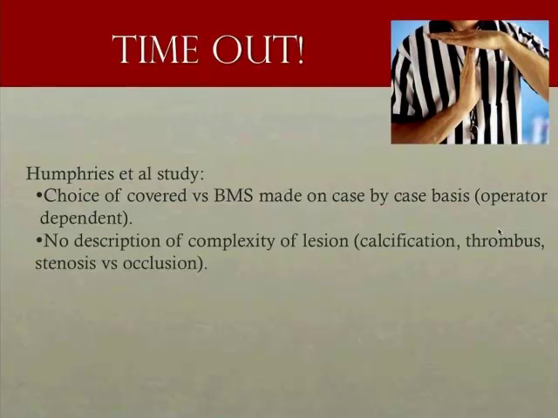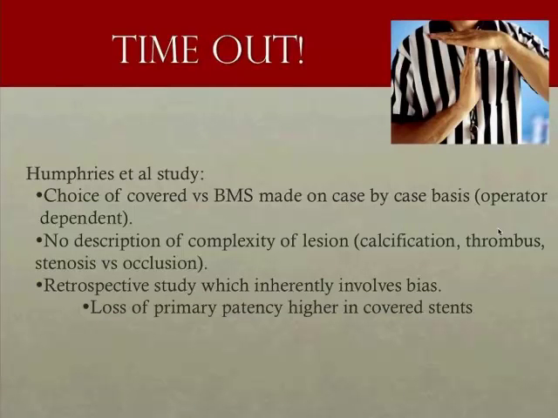In addition, there's no description specifically of the complexity of the lesion, so there's no knowledge of how calcified the lesion was, if there was presence or absence of mural thrombus, whether the lesion was actually stenosis versus occlusion. And finally, as a retrospective study, it inherently has bias associated with it, which is often very difficult, if not impossible, to completely eliminate, particularly in the absence of patient randomization. The COBEST trial, in contrast, of course, was a randomized trial. However, it was a very small trial, and so it's difficult to base your clinical practice on approximately 160 patients.